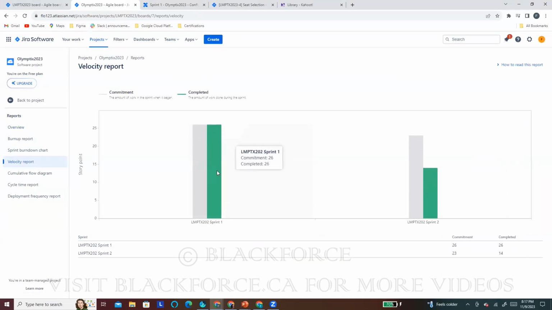You can see, because we did only 2 sprints, remember? In sprint 1, we committed to 26 and we completed 26. In sprint 2, we committed to 23 and we finished 14. And that's what we agreed, remember, when we were doing the example. So that's how you get to the velocity chart.